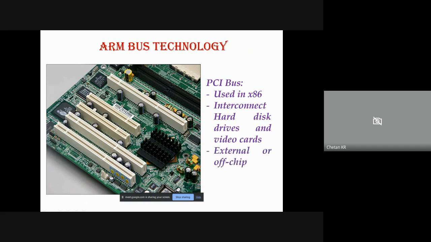And this bus is external or off chip. That is, the component which you are interconnecting is not inside. Since it is mainly microprocessor based architecture, this x86, all your hard disk drives as well as the video cards will all be outside the chip, external. So the bus will go to the external or off chip. It is not a part of the chip. This is the older alternative. This is not ARM. The exact opposite will be the ARM. Okay, let us see that.